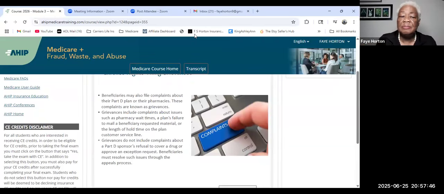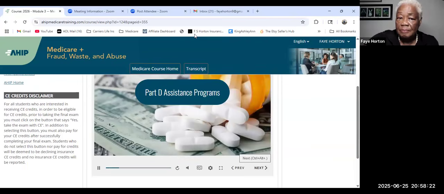Beneficiaries may file complaints about their Part D plan or about their pharmacies. These complaints are known as grievances. Grievances include complaints about issues such as pharmacy wait times, a plan's failure to mail a beneficiary requested material, or the length of hold time on the plan customer service line. Grievances do not include complaints about a sponsor's refusal to cover a drug or approve an exception. Beneficiaries must resolve those issues through the appeal process.